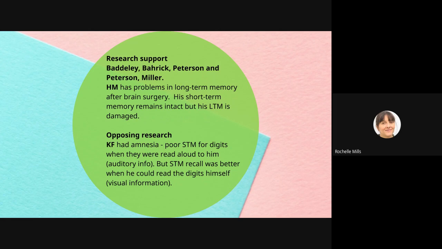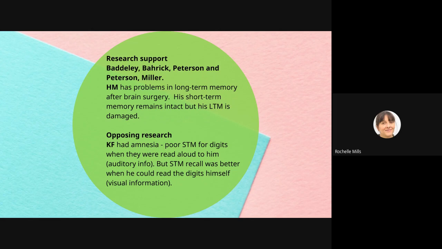explanation, because the working memory model focuses on short-term memory, and it suggests that we have a phonological loop where the auditory information would go, and a visuospatial sketchpad where the visual information would go. And this would explain why KF couldn't remember auditory information because his phonological loop was damaged, but he could remember the visual information because his visuospatial sketchpad was intact.